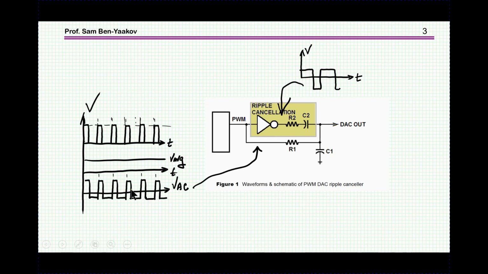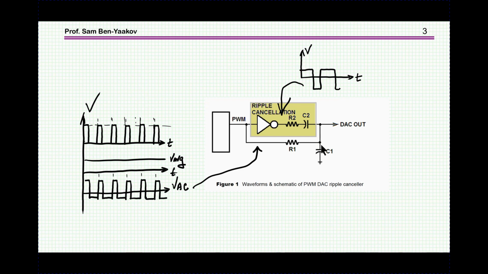Again, the idea here is the original PWM. This is an inverted PWM, and because there is a capacitor here, we don't have the DC component, we have only the AC component. So we have an AC component coming from here, generating a ripple here, and then we have an AC component in opposite polarity, and therefore the ripple will be cancelled out. So this looks pretty good.